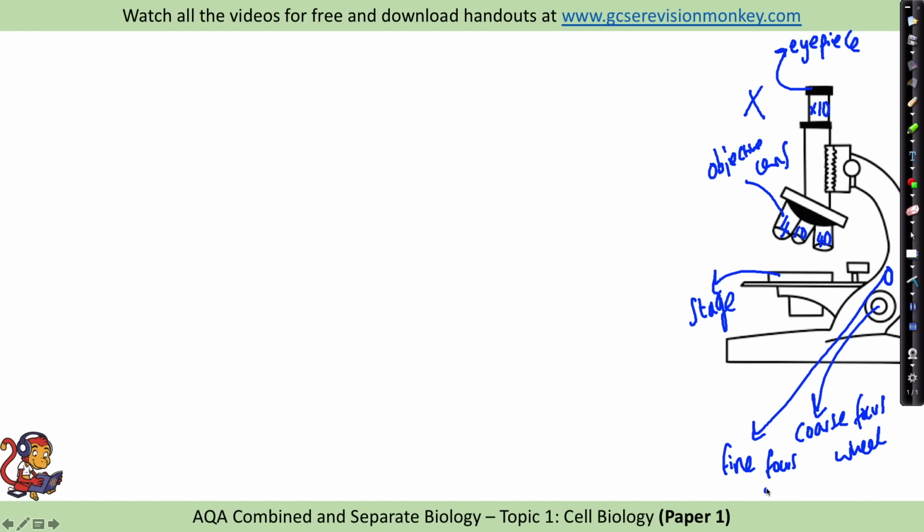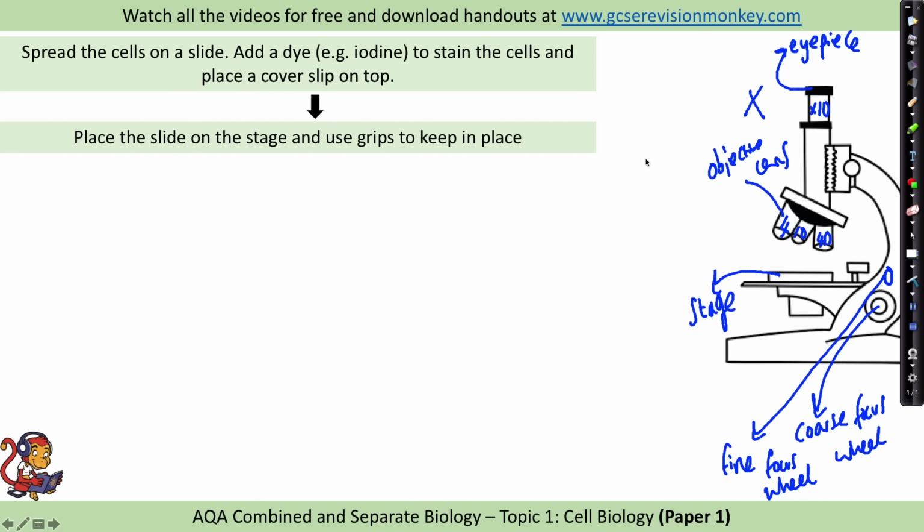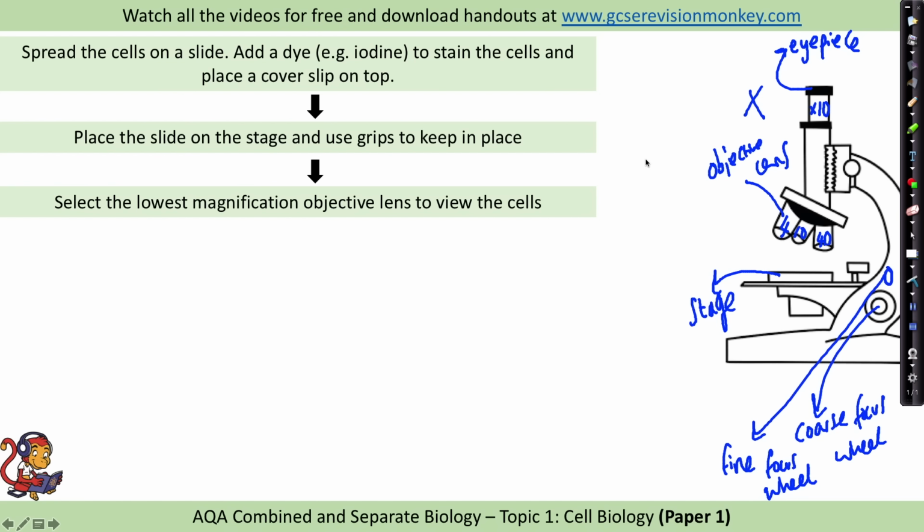First of all, to prepare the slide, you need to spread the cells on the slide, add a dye, for example iodine, to stain the cells, and then add a cover slip on top, and this is just a small transparent square so that you don't get any of the dye onto your lenses. Place the slide on the stage and use the grips to keep it in place. Select first the lowest magnification objective lens to view your cells.